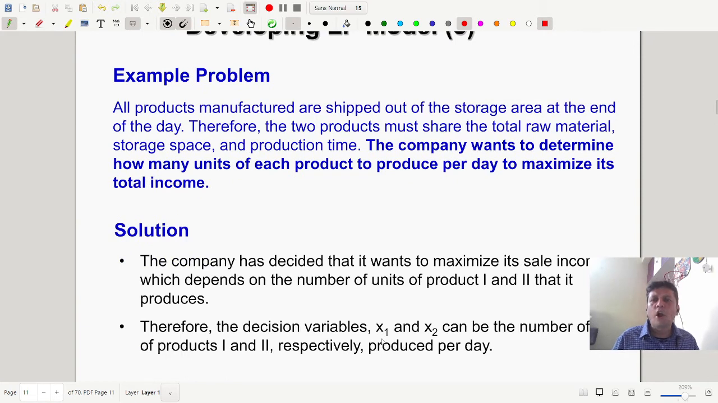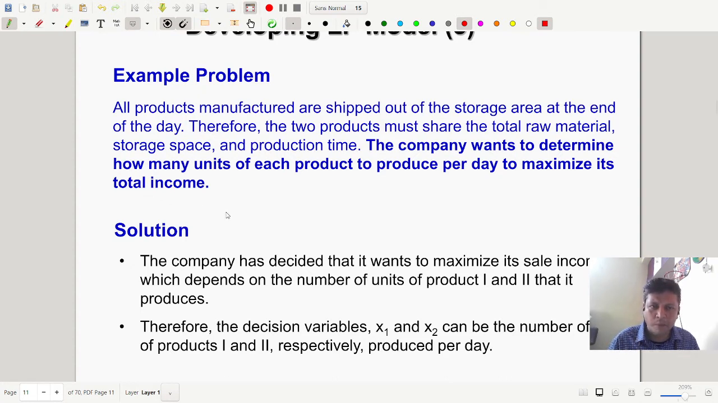So all products manufactured are shipped out of the storage area at the end of the day. Therefore, the two products must share the total raw materials, storage space, and the production time. The company wants to determine how many units of each product to produce per day to maximize its total income. That is the objective of the company.